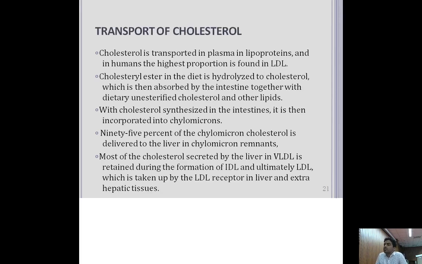We'll see the details of transport in lipoprotein metabolism, but we'll see a little bit here. Generally, cholesterol is transported in plasma with the help of lipoproteins. Lipoproteins are basically the carriers. We'll see the structure of lipoproteins and their constituents in the next few classes. There are different types of lipoproteins: chylomicron, VLDL, IDL, LDL, HDL, and the maximum quantity of cholesterol is generally present in LDL, low density lipoproteins.